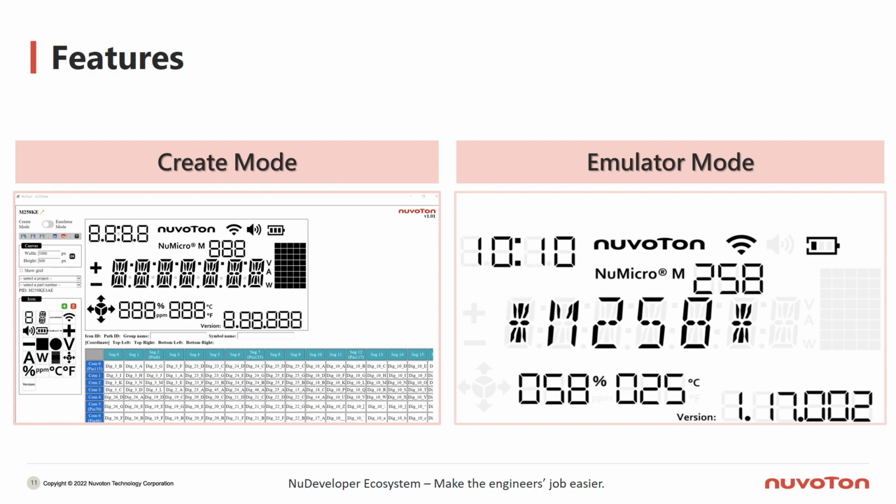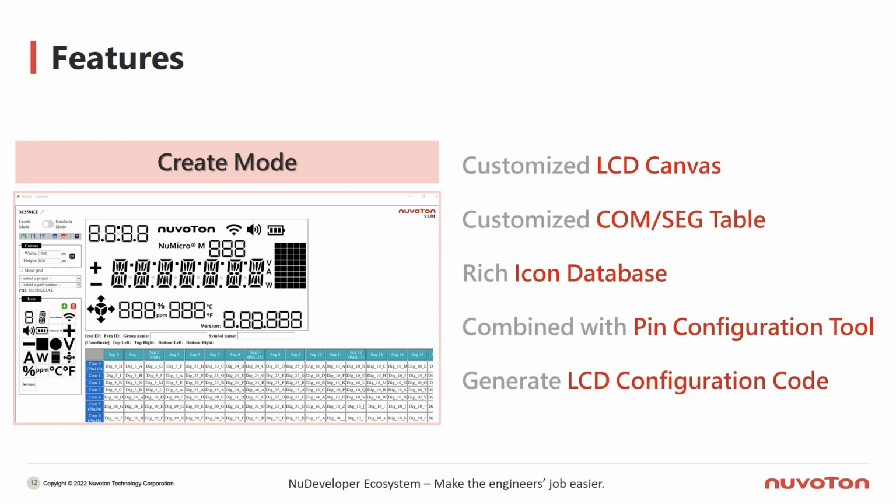LCDView has Create Mode and Emulator Mode, which are for editing projects and emulating results respectively. Users must finish all the settings of LCD and COM table under Create Mode. In Create Mode, users can adjust customized settings easily, such as LCD panel size and the amount of COM table. And meanwhile, LCDView has a rich icon database, which supports users in adding their icons in easy steps.